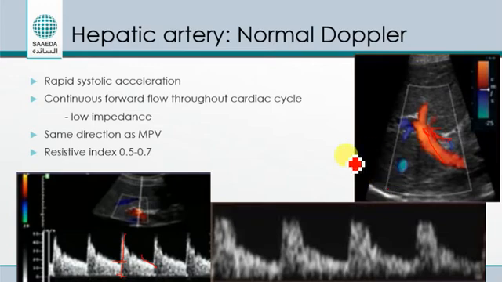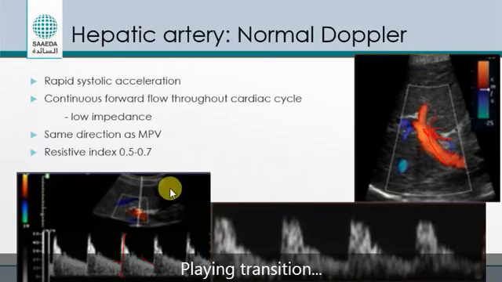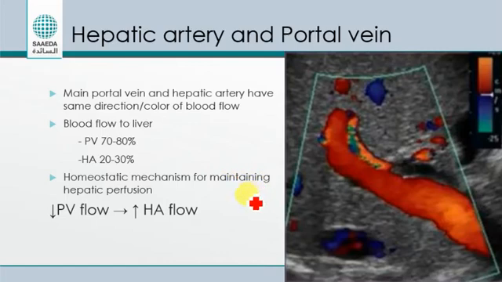The resistive index is between 0.5 and 0.7. That indicates a low resistance pattern. So we can see here the main portal vein and hepatic artery have some sort of mutual understanding. They are friends. When the flow in the portal vein decreases, the hepatic artery will increase its flow. They will supply the liver together. Normally the hepatic artery gives about 20 to 30% of the liver blood supply, while the portal vein gives about 70 to 80%.